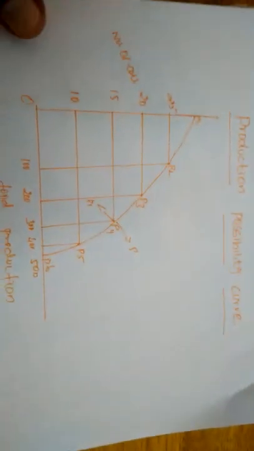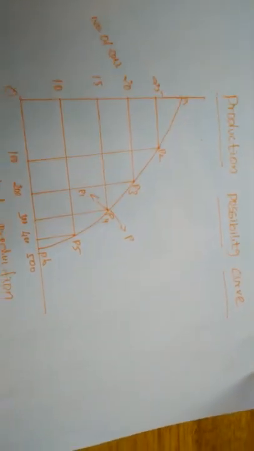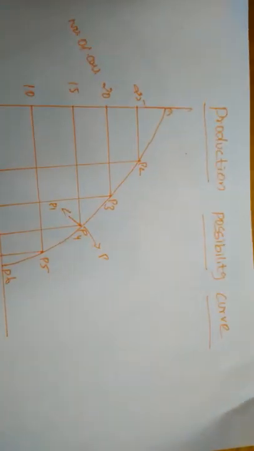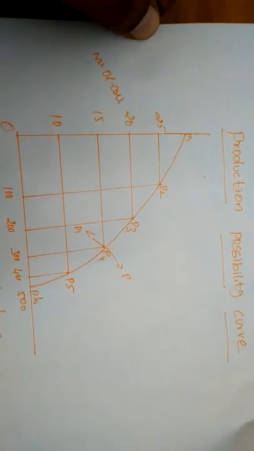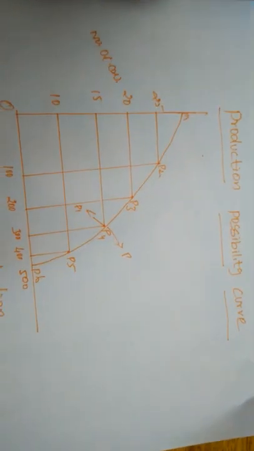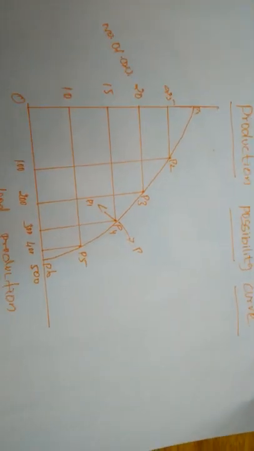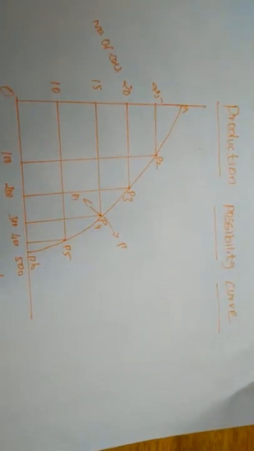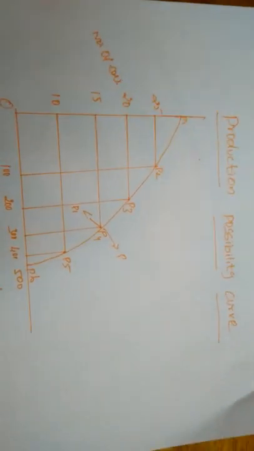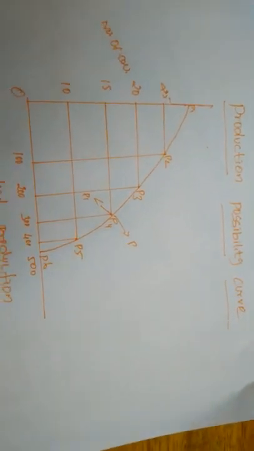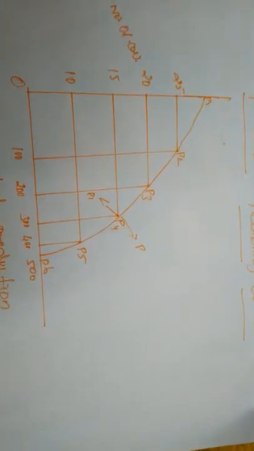Next, we will study the production possibility curve. So we have the basic problem. By having scarce resources, the government has to decide what to produce. One of the problems of what to produce is reduced by using the production possibility curve.